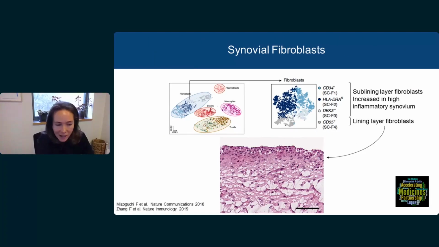So our group had also been working with the Accelerating Medicines Partnership, looking at single-cell RNA-seq data of synovium, and we're aware that there are these subsets of fibroblasts in rheumatoid arthritis synovium. And at the time, things were settled between two main groups, the lining layer fibroblasts and these sublining fibroblasts that Adam was talking about.